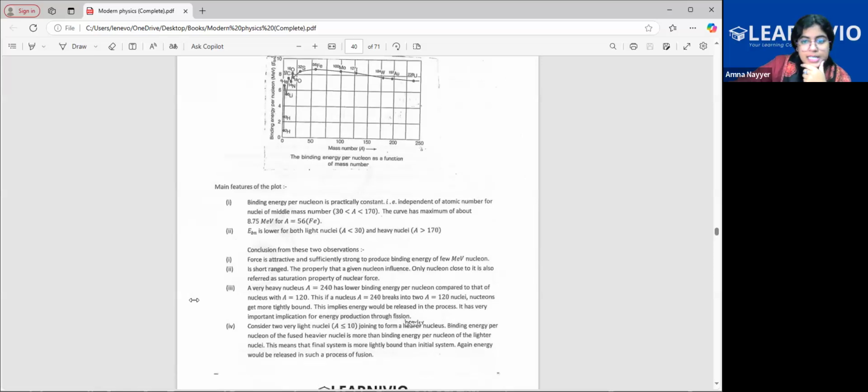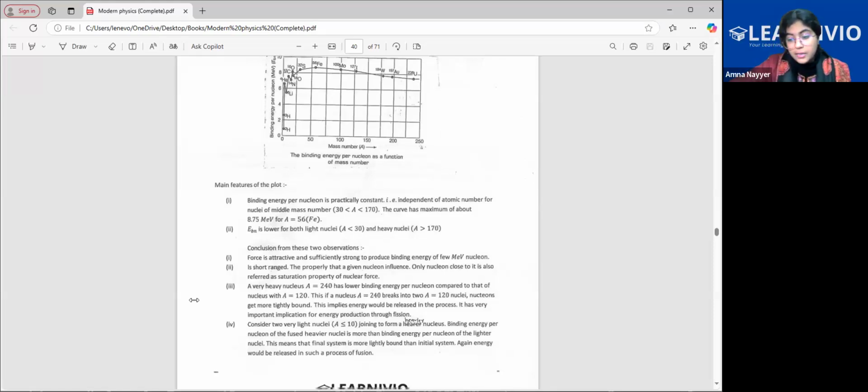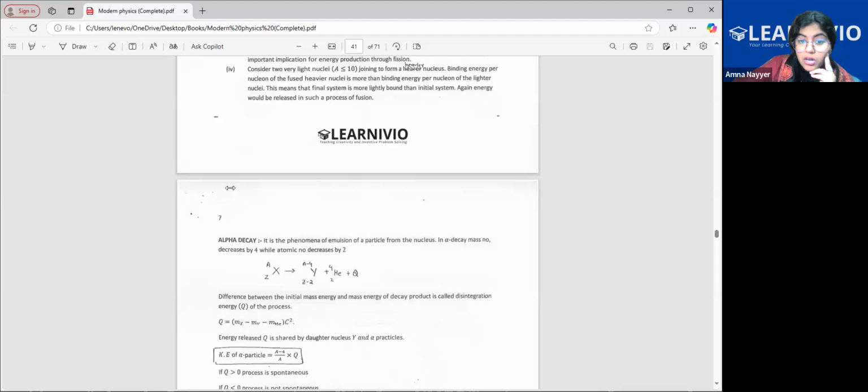Understood. Mariam, this is the last topic of this chapter. You don't have to do anything apart from this topic. Do not study anything from page number 7. Page number 6 is the last. Alpha decay, beta decay, radioactivity, nothing is included in the syllabus. Okay.